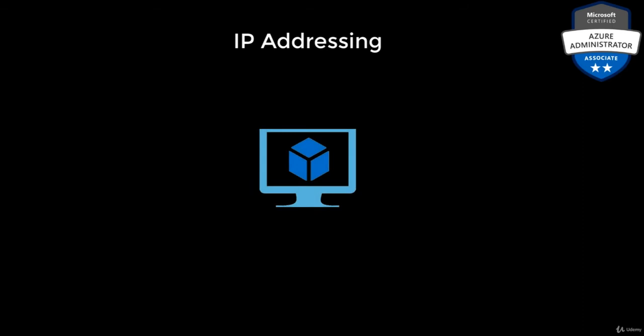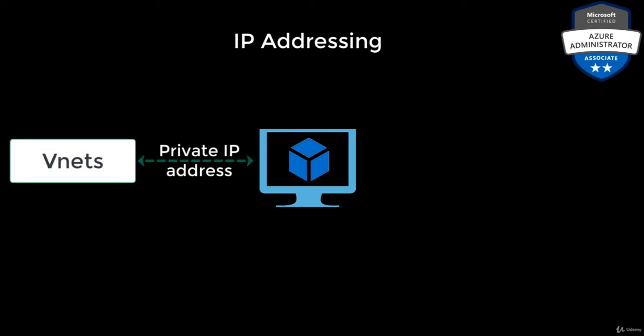So there are two types of IP addresses that we're talking about. In your virtual network, when you have an Azure resource, you can contain both public and private IP addresses. The private IP addresses are used for communication within the Azure virtual network. So if there are virtual machines and databases in your virtual network that need to talk to each other, they will use a private IP.